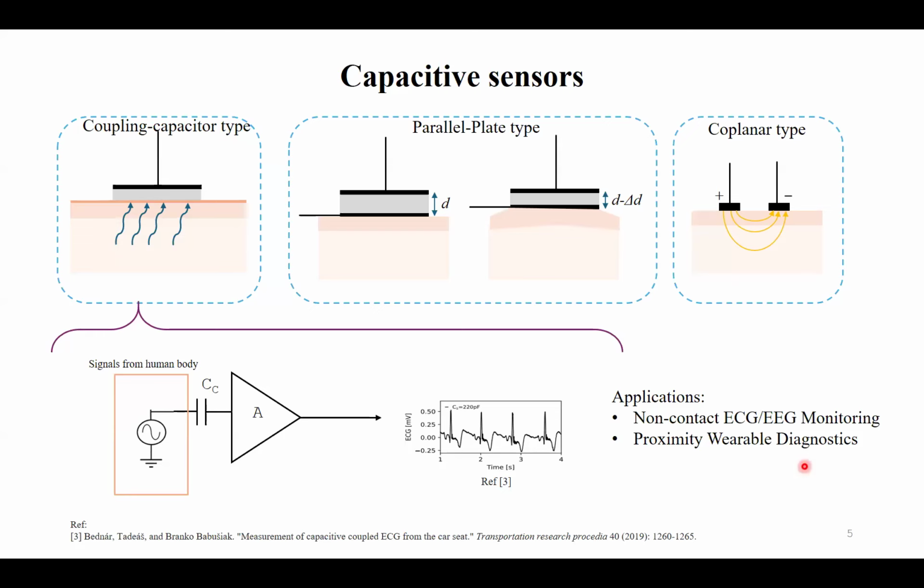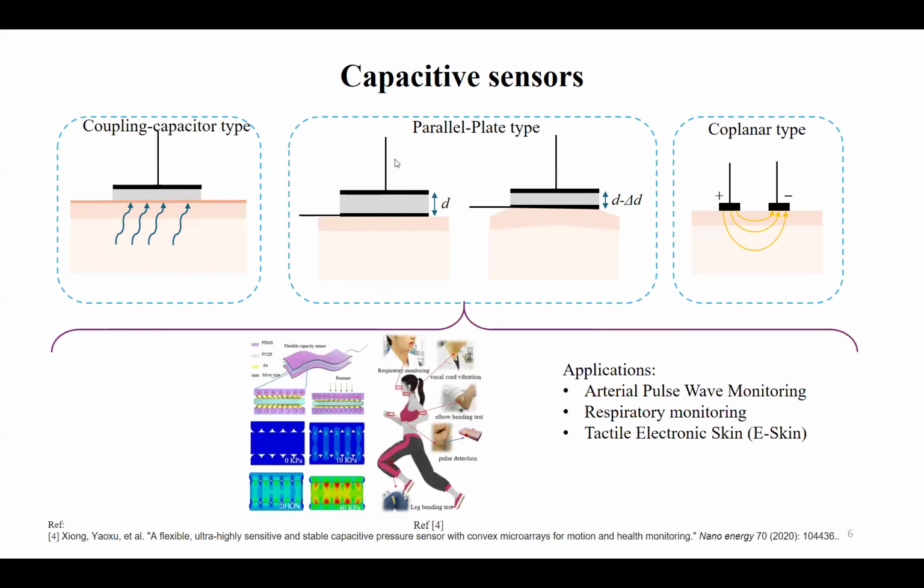For example, most of the wearable sensors need to be in close proximity to the human body. So whenever there is any change or any loose contact with the surface, we can easily detect that proximity using the change in these capacitors. So all those applications align with this coupling capacitor type capacitive sensor. The next one is the other topology used, a parallel plate type.